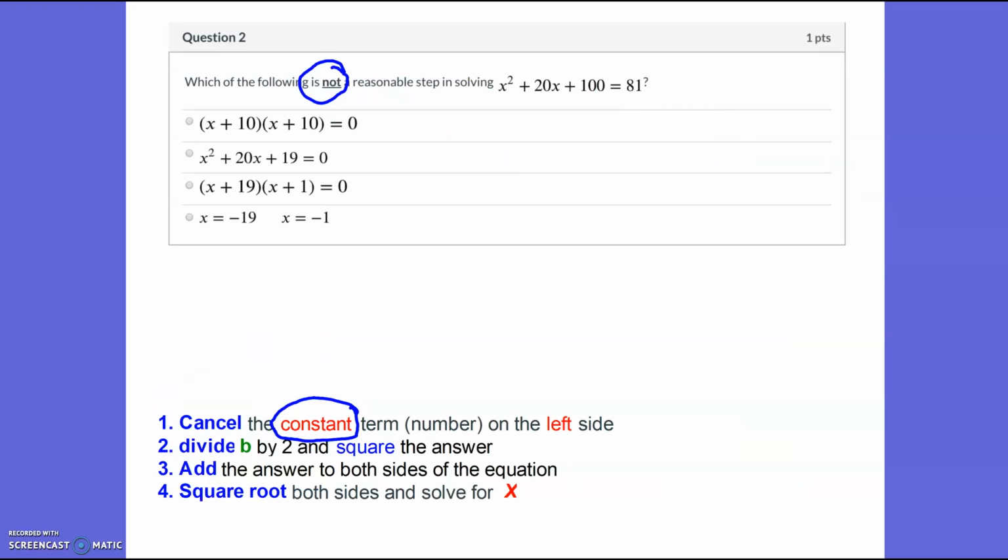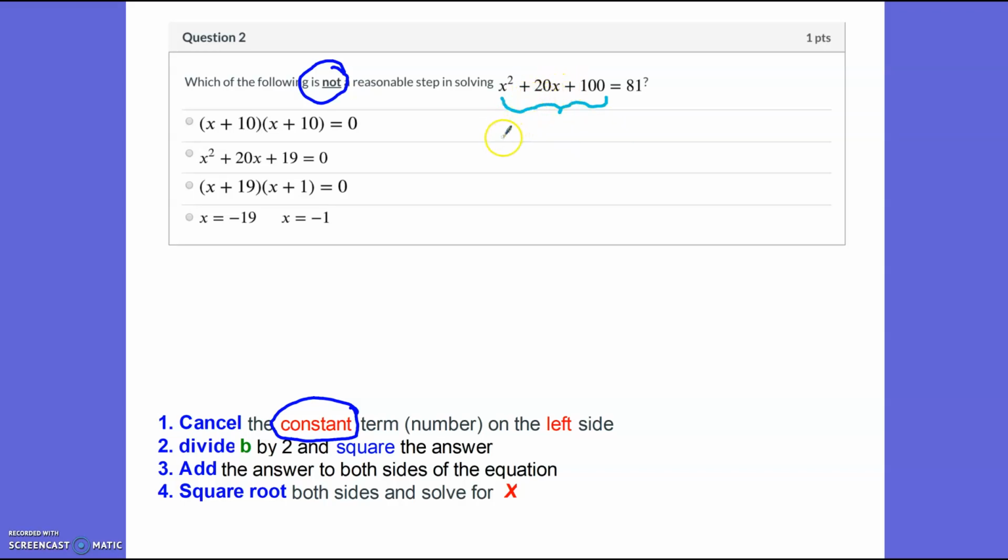So we need to find the step that is not reasonable in solving x squared plus 20x plus 100 equals 81. So we have all these steps here listed. We don't know which one is not the step that we need unless we solve the equation. So let's see. On this side here, I can tell that this is a perfect square because we solved this equation before in the previous page.